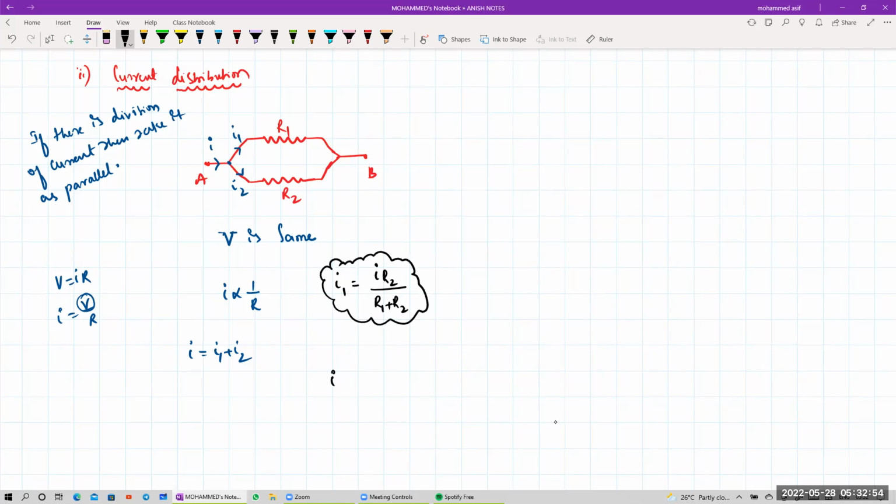Similarly, I2 is equals to your total current, and the resistance opposite to I2 is R1. So this will be your R1 divided by your R1 plus of your R2. This will be the value of your I2. So I2 is equals to your I into your R1 divided by R1 plus of your R2. Clear, beta? Yes, sir. Any doubt in this one? No, sir.